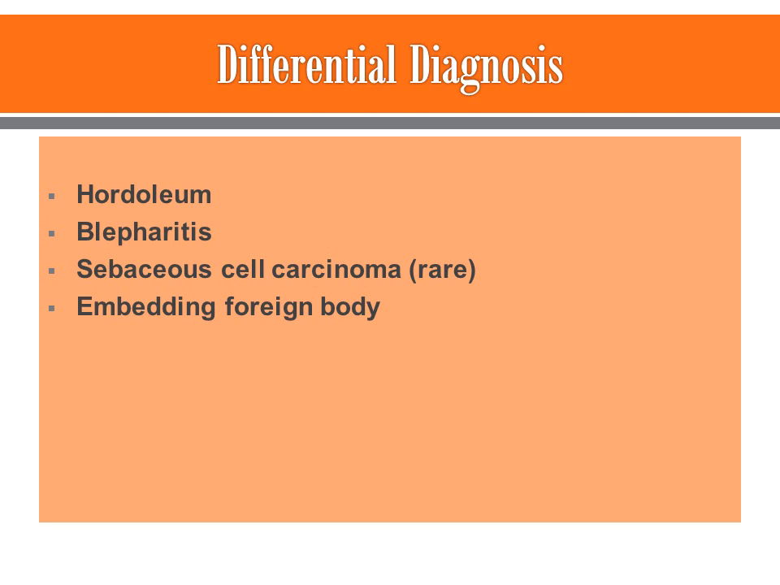So when we look at differential diagnosis, we're looking at hordeolum, we're looking at blepharitis, we're looking at sebaceous cell carcinoma, which is very rare, and an embedded foreign body. So those are just some of the things that we need to think about when we are looking at someone who does have a chalazion.